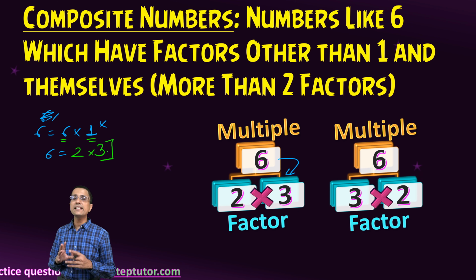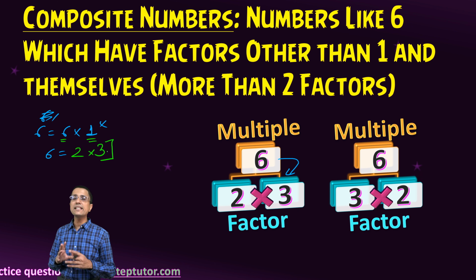So in case of 6, we not only have 6 and 1 as factors, but we also have 2 and 3 as factors, and therefore 6 is known as a composite number. It cannot be prime because it has more than 2 factors. It does not have exactly 2 factors, so therefore it is not prime. It is known as composite.